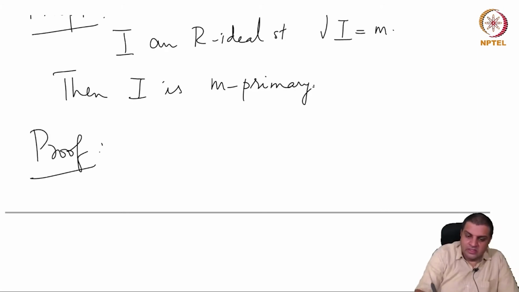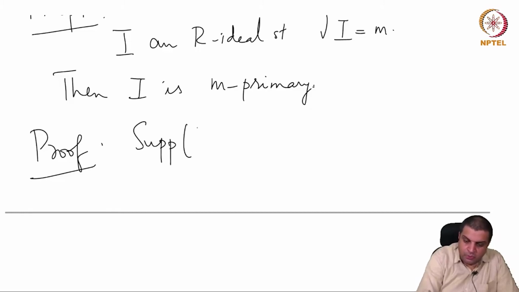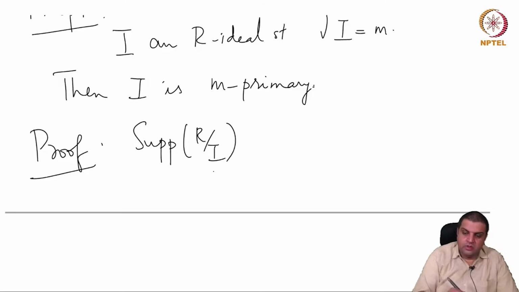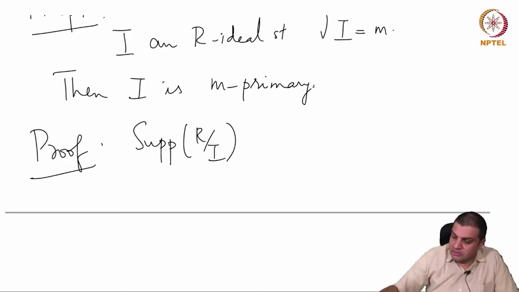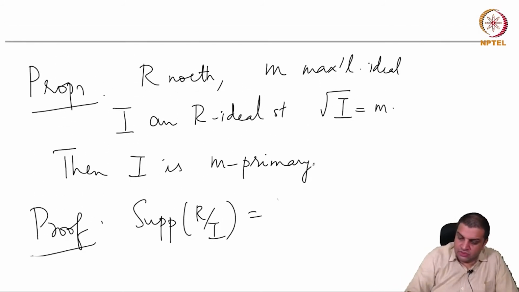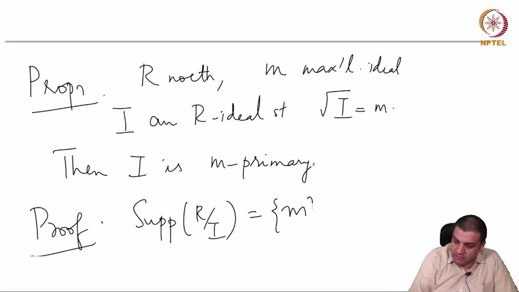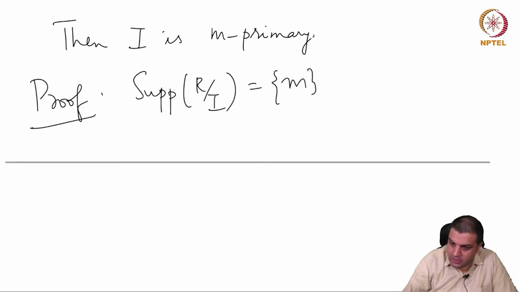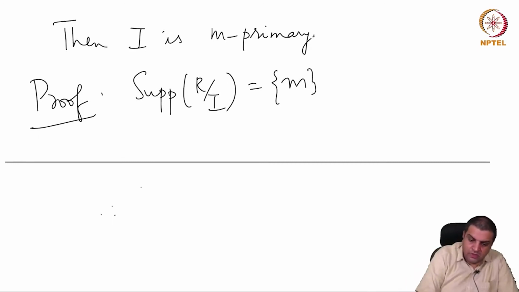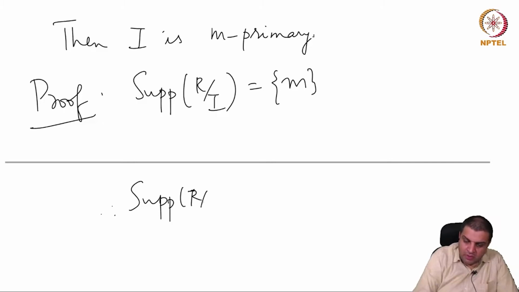Consider the support of R mod I. This must be inside the radical, so these are just the primes that would contain the radical. So this is just M. Therefore this is the support of R mod I.